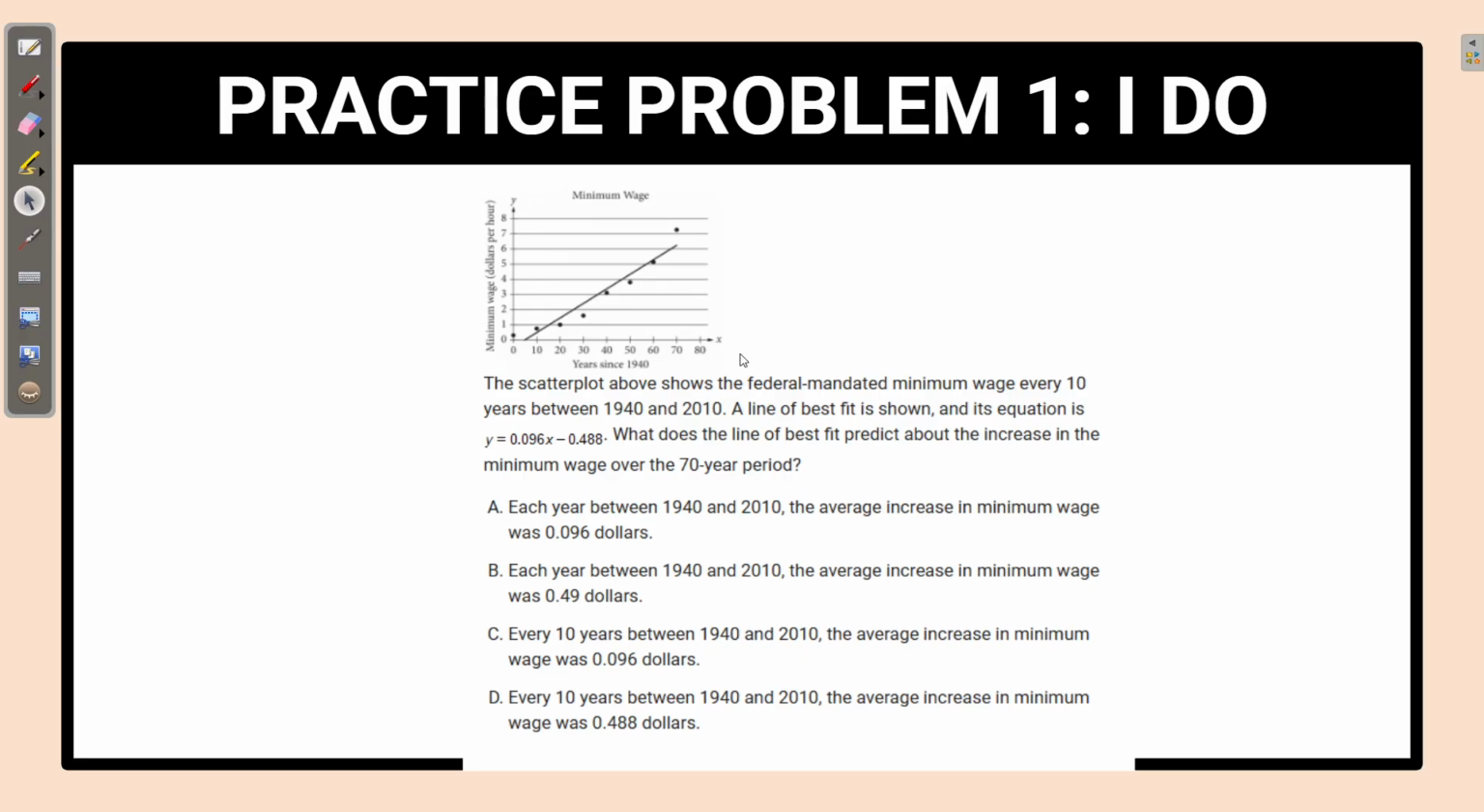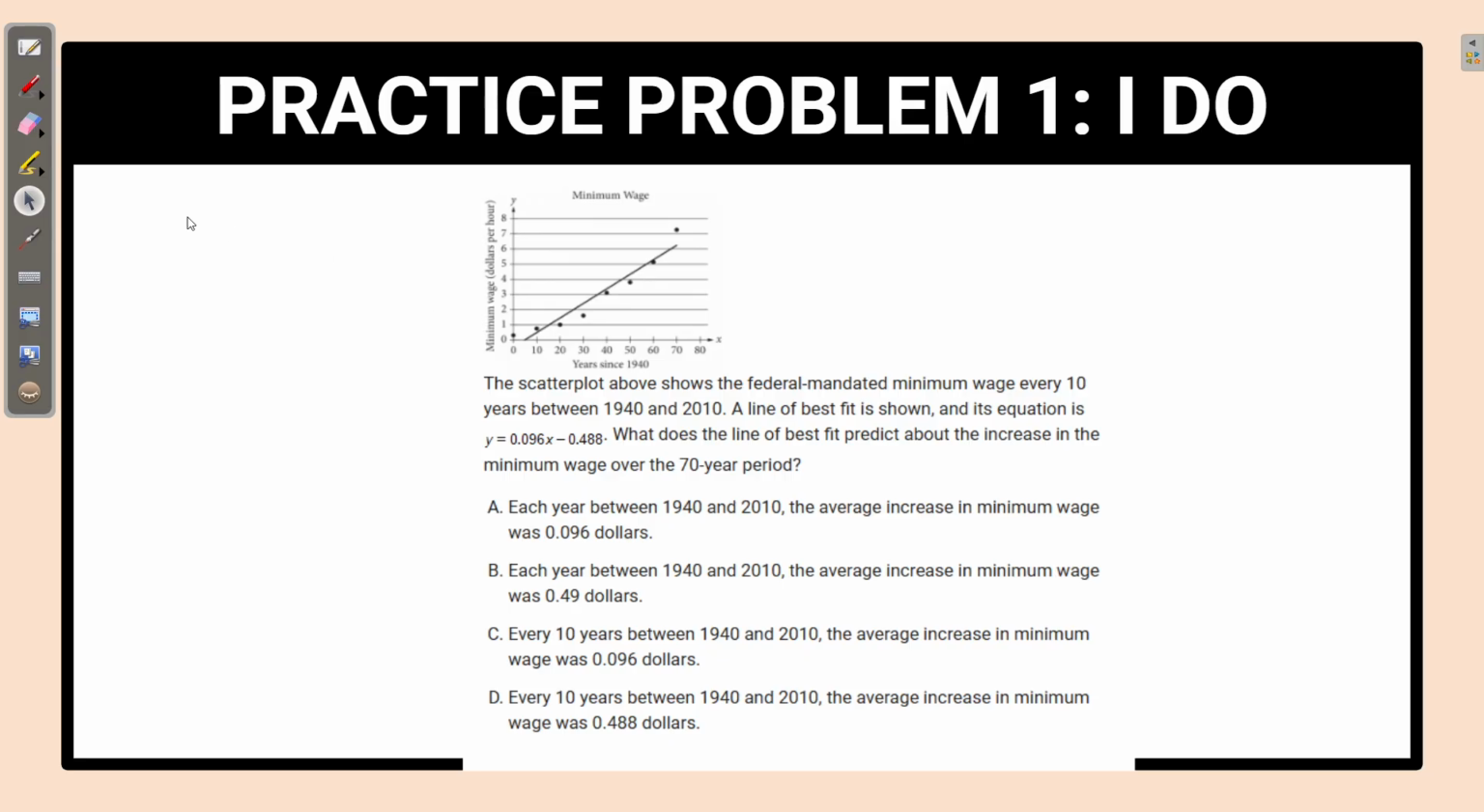So here we have a scatter plot that shows a federal mandated minimum wage every 10 years between 1940 and 2010, and a line of best fit is shown, and the equation is given. What does the line of best fit predict about the increase in minimum wage over the 70-year period?